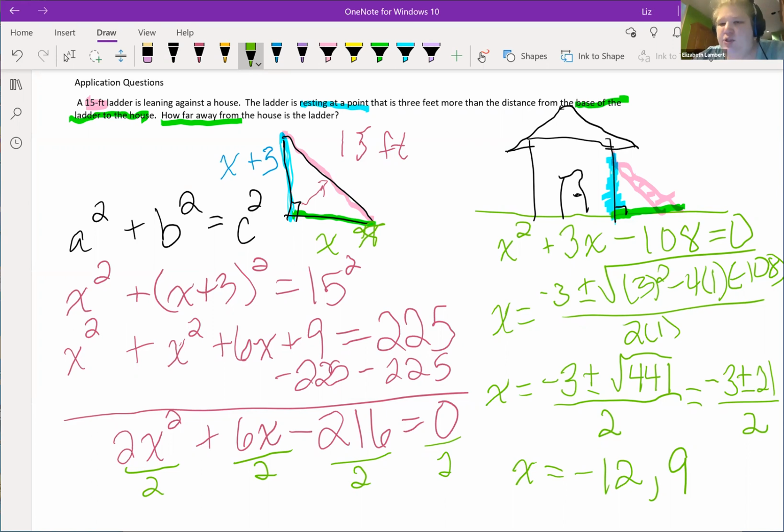In math land, we don't talk about negative distance. That's a physics thing. They use the negative to imply a direction. We do kind of talk about that in pre-cal actually, but not in college algebra. So the 9, the positive number, is our answer.